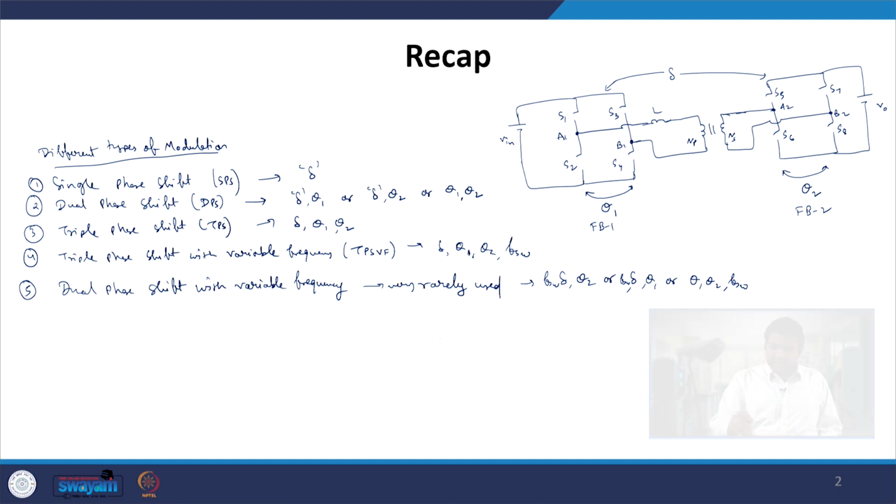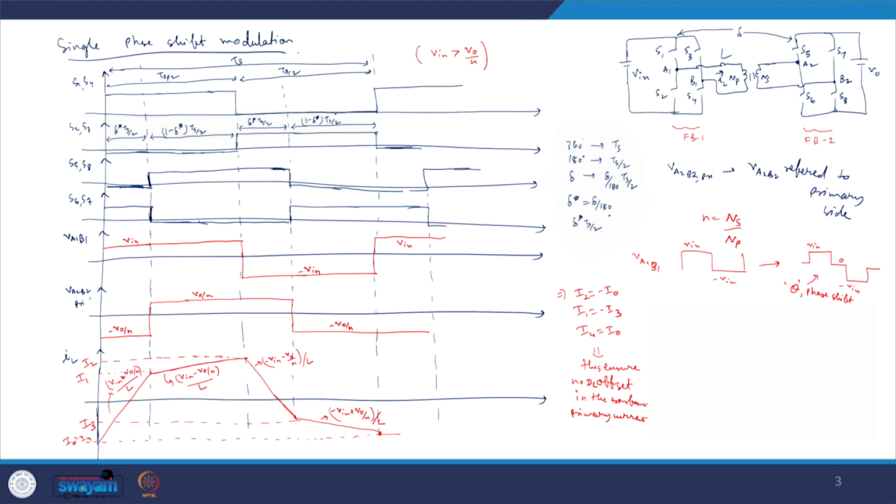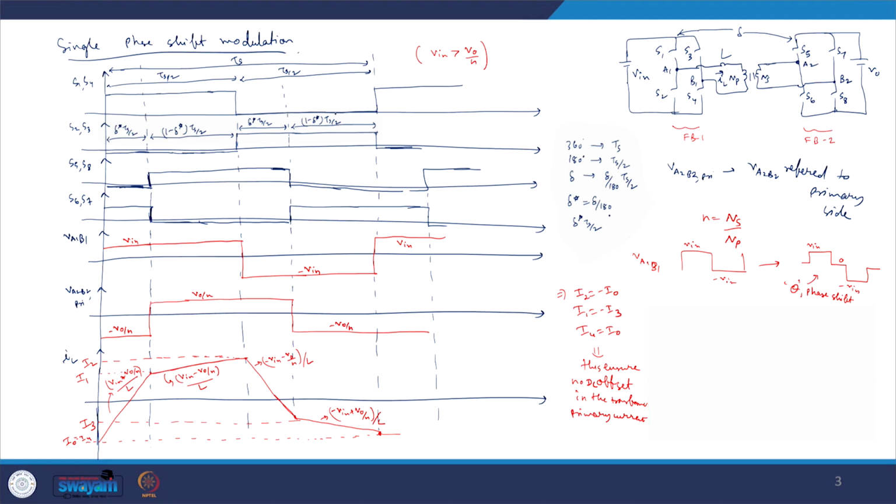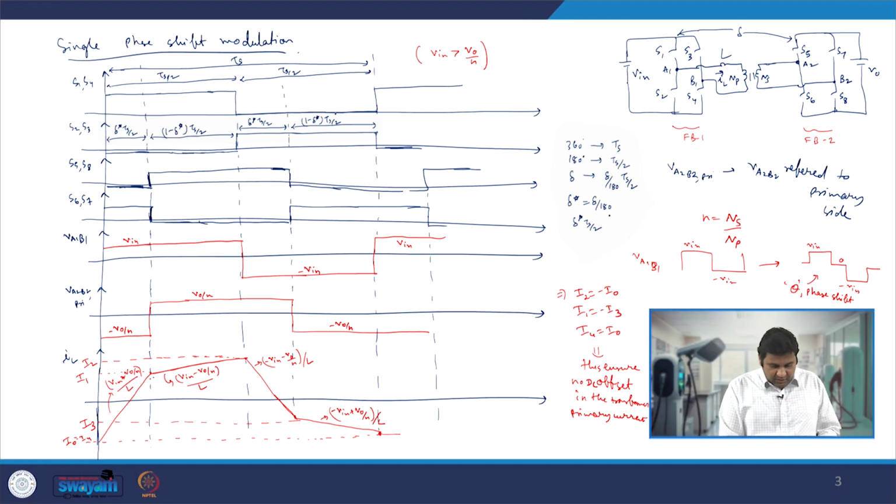Now we were discussing the simplest single phase shift modulation, where we have assumed our Vin voltage is greater than Vo by n, and Vo by n is the voltage which can be applied from A to B to refer to the primary side, where n is nothing but Ns by Np. We have seen that the current going through the inductor has a shape something like this.